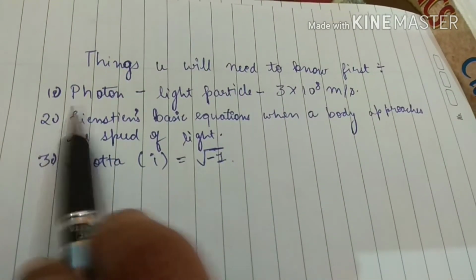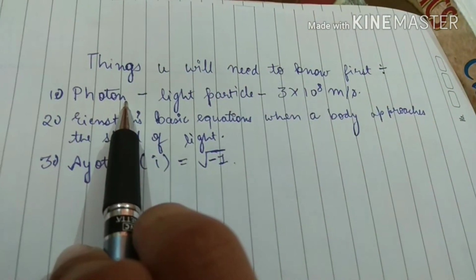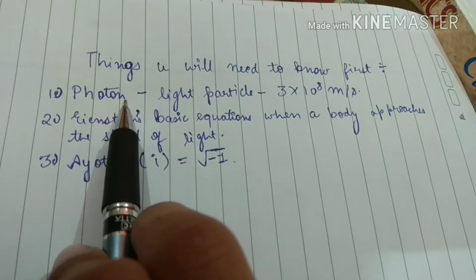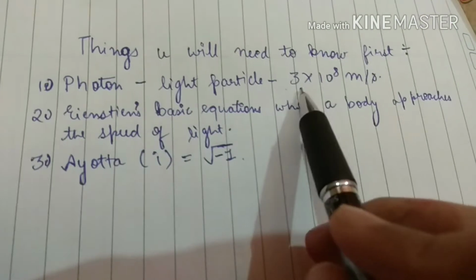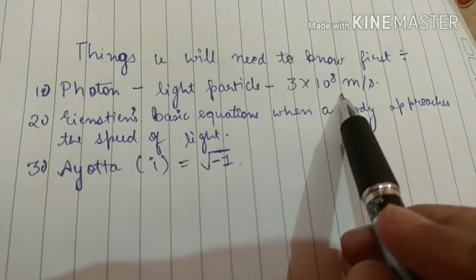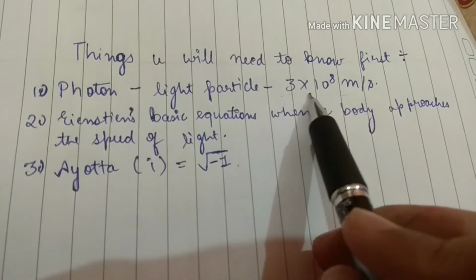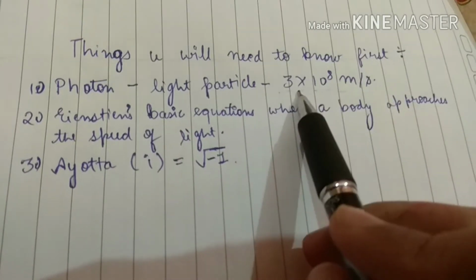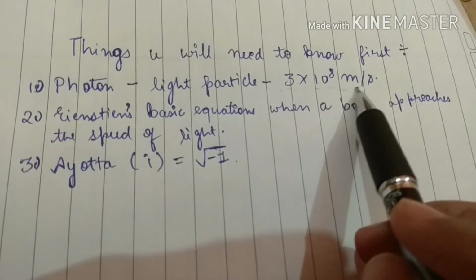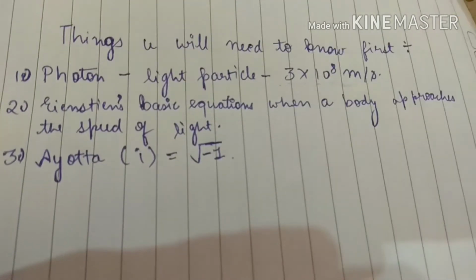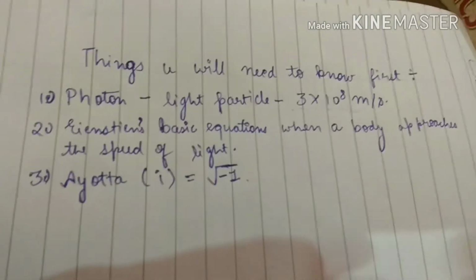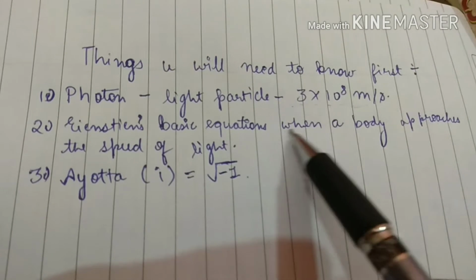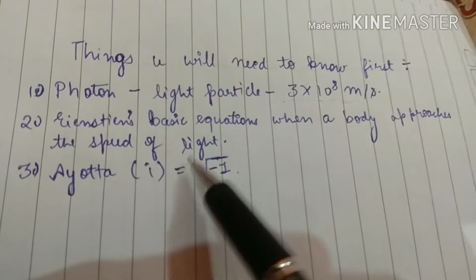This is a particle which also shows wave motion, or it has a wave function. Its speed is very high, and this is also the speed limit of our universe. This is 3 into 10 raised to the power 8 meters per second. So this is a very huge speed. And now Einstein's basic equations for when a body approaches the speed of light.